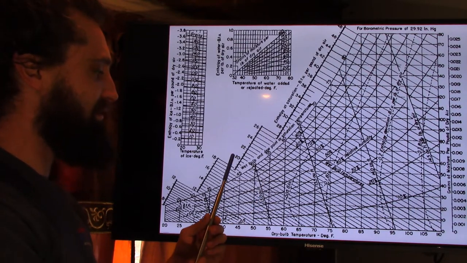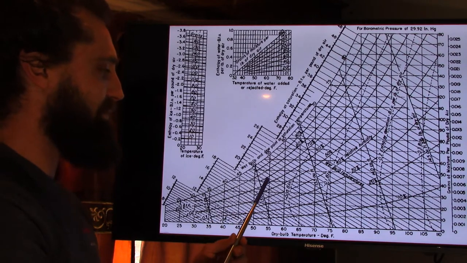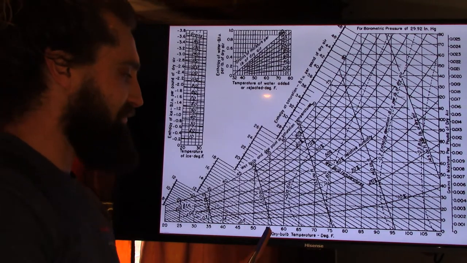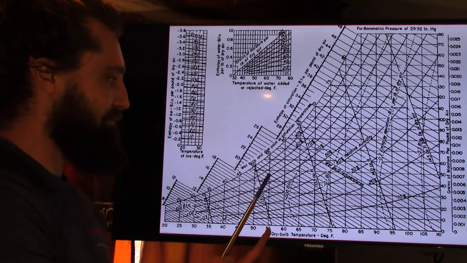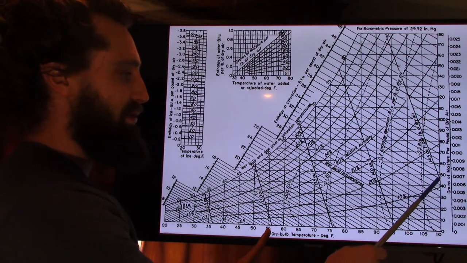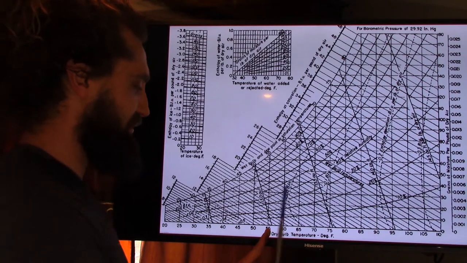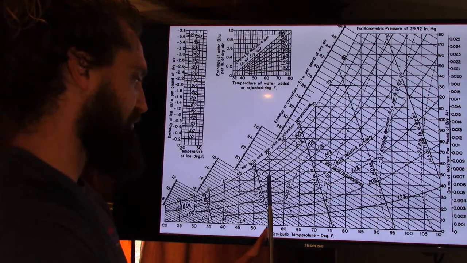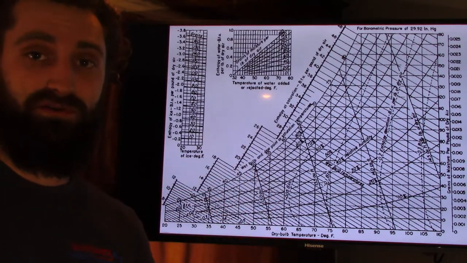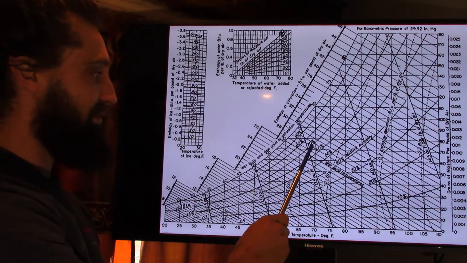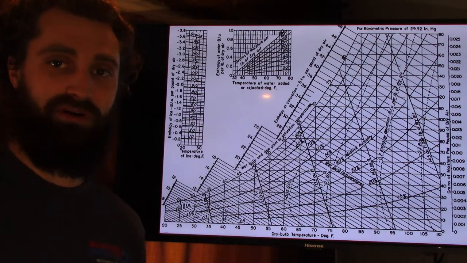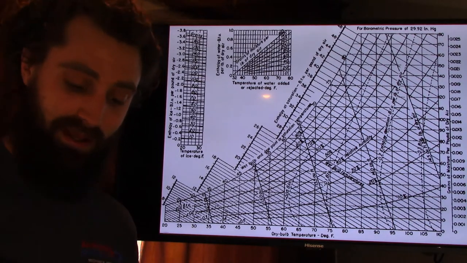70 degrees, we can get our enthalpy, we can get our dew point, we can get our grains of moisture. Now here's the cool thing. Remember, we've got 55 degrees at 70%. If we follow this line horizontally to the right, we're going to see that our grains of moisture per pound of dry air is probably about 45 grains of moisture. Remember, our return was 52 grains of moisture. So even though our supply has 70% relative humidity, it has less grains of moisture per air. So it is, in fact, dehumidifying the air. So that's a good thing.